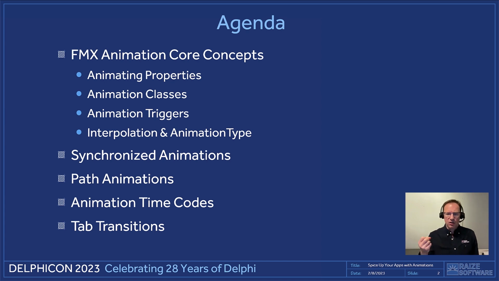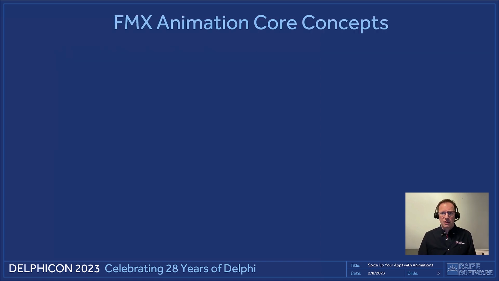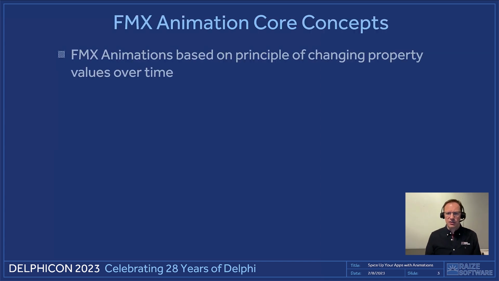A concept called animation time codes is very valuable when you have multiple things that you need to keep in sync and you don't want one to kind of get in front of the other. So it's important to have some way to have a time code to synchronize multiple objects that are being animated to make it a smooth transition. And then we'll have an example at the end about tab transitions, which is very common in our mobile devices, being able to switch from one view to another. Tab control works well. How do we get animations for that? It's actually quite simple. So let's dig into some of the animation core concepts.